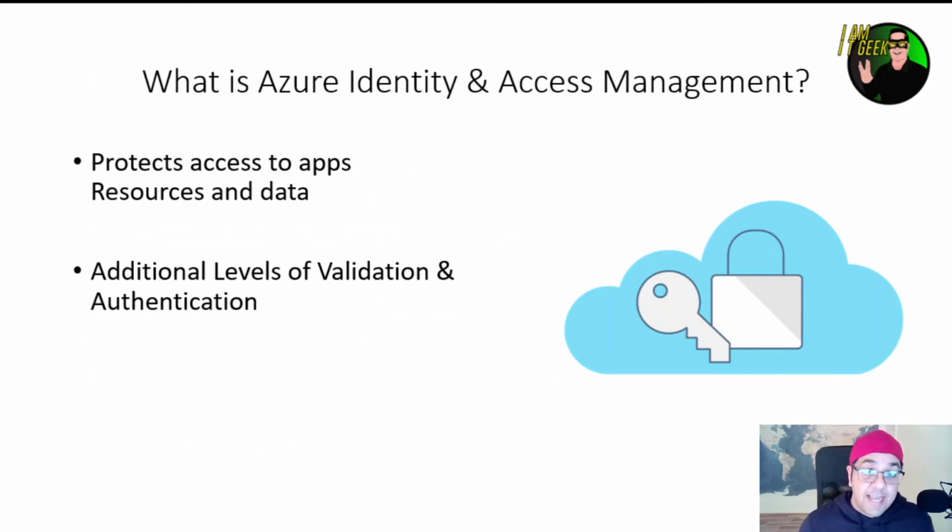IAM allows tenants to have additional levels of validation and authentication. As we saw in Series 1 with multi-factor authentication, this classes as another level of authentication which is controlled by Azure Identity Management. So in MFA's case, it's the Azure AD service, which we will discuss in the later episodes.